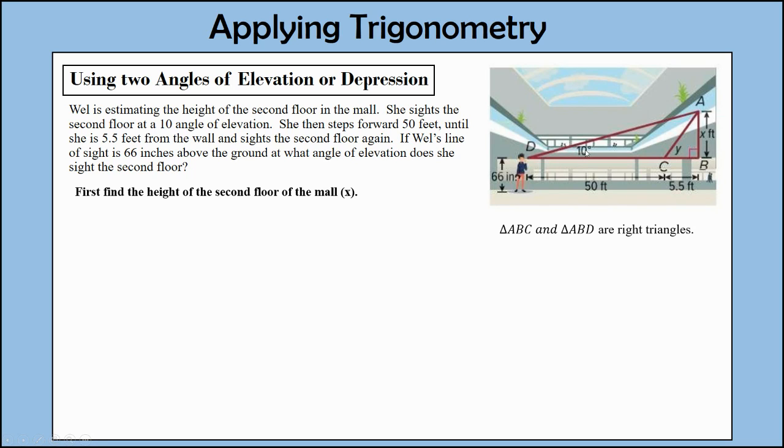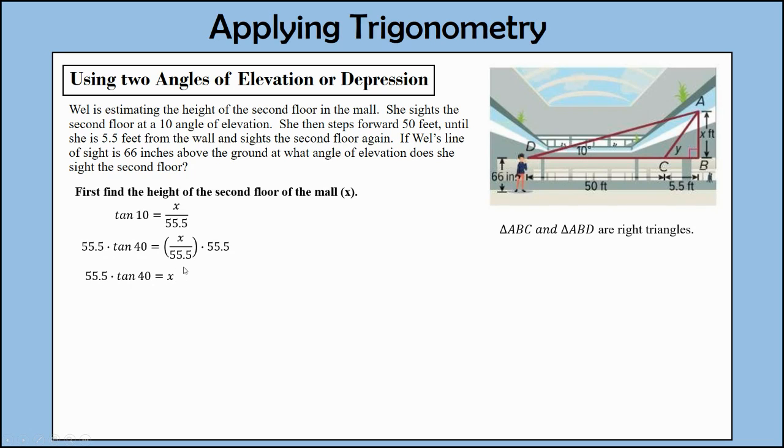Well, I'm going to go for my 10-degree elevation. So there's my angle I'm going to work with. I know opposite is X, and I know adjacent is this full distance, which is 55.5 feet. All right, so the tangent is opposite X over adjacent 55.5. Okay, and now I want to solve this for X. So I'm going to multiply both sides by 55.5, and I now know X is 55.5 times the tangent of 40.